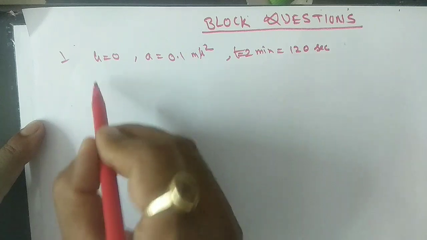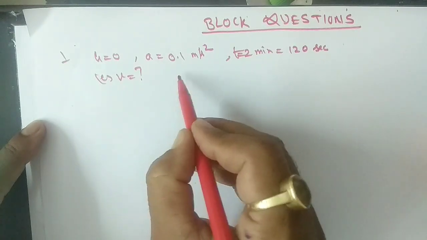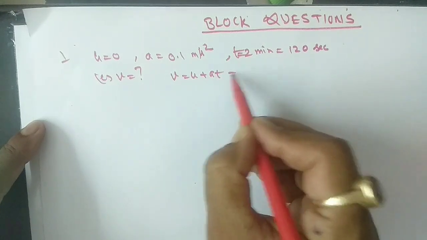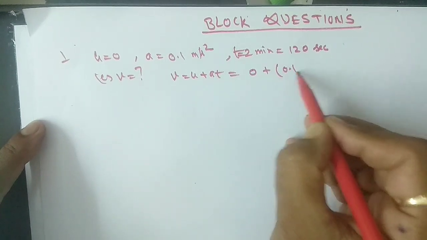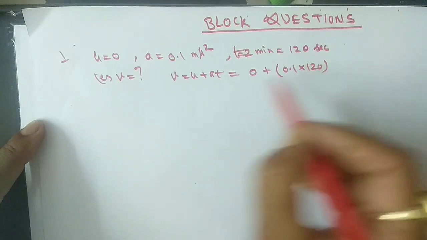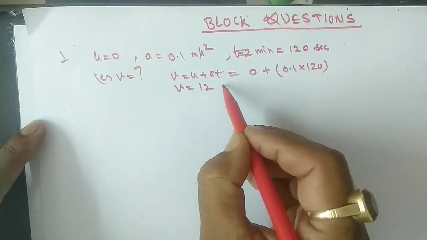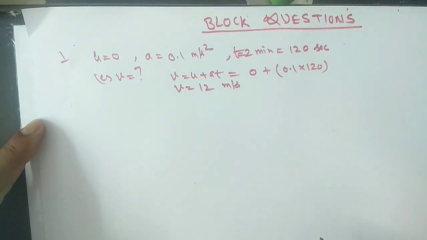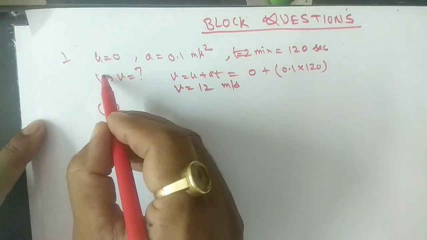So in the first part you have to find v. To find v, use the formula v is equal to u plus at. Initial velocity is 0 and a is 0.1 and t is 120 seconds. So v is equal to how much? It is only 12 meter per second. Okay, that was the a part.